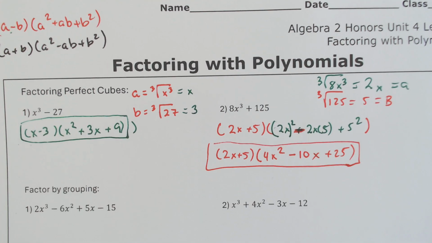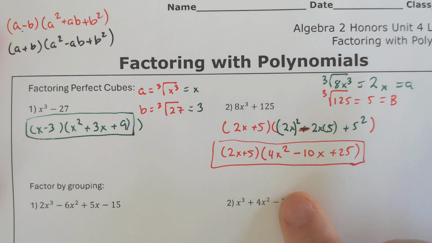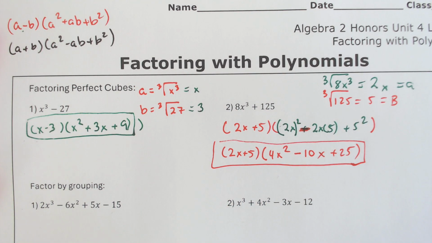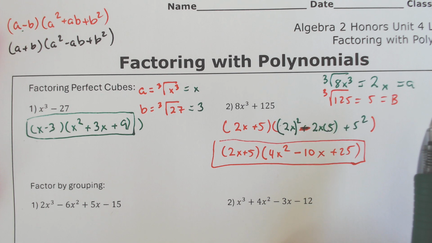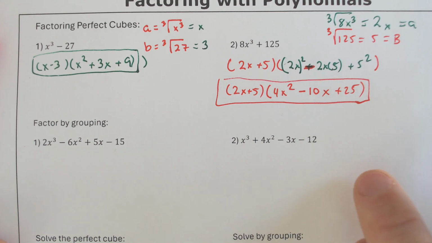Okay? So that is perfect cubes. They don't get much harder. Sometimes you see a variable on the 125 term, and that just means that you have to deal with that too. The other new factoring method that we're learning today is factor by grouping.